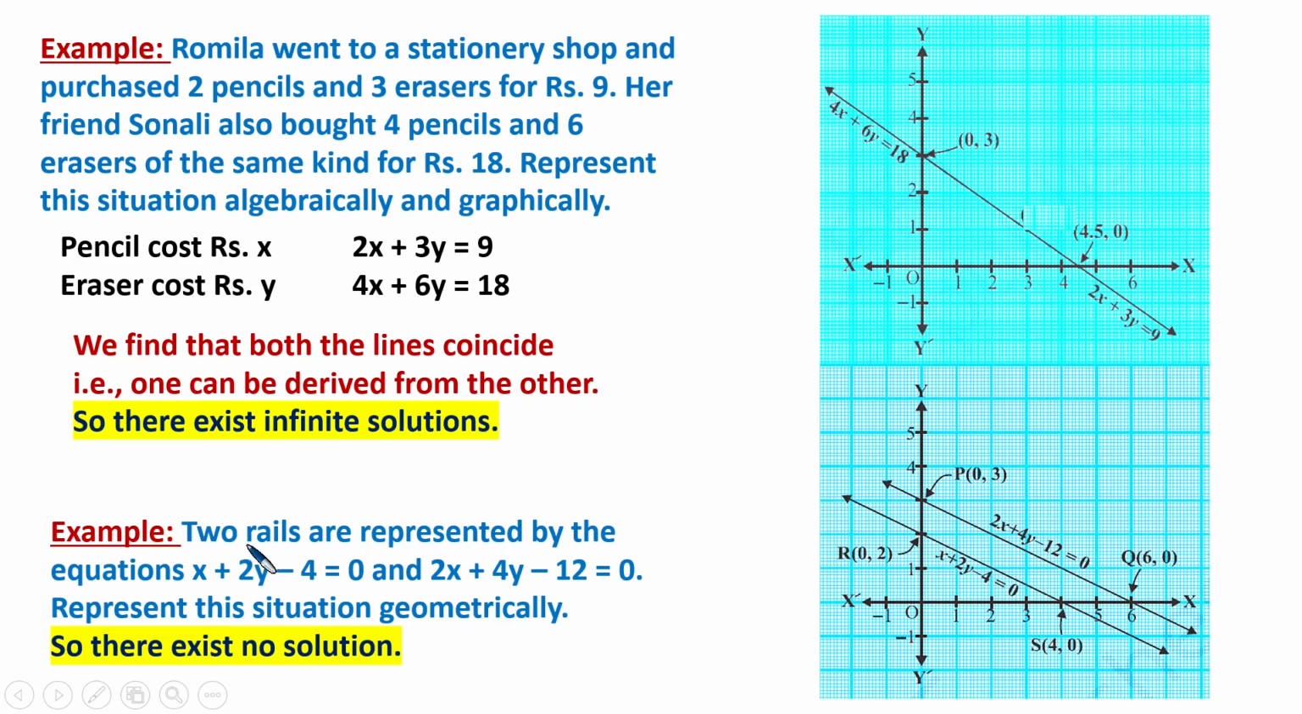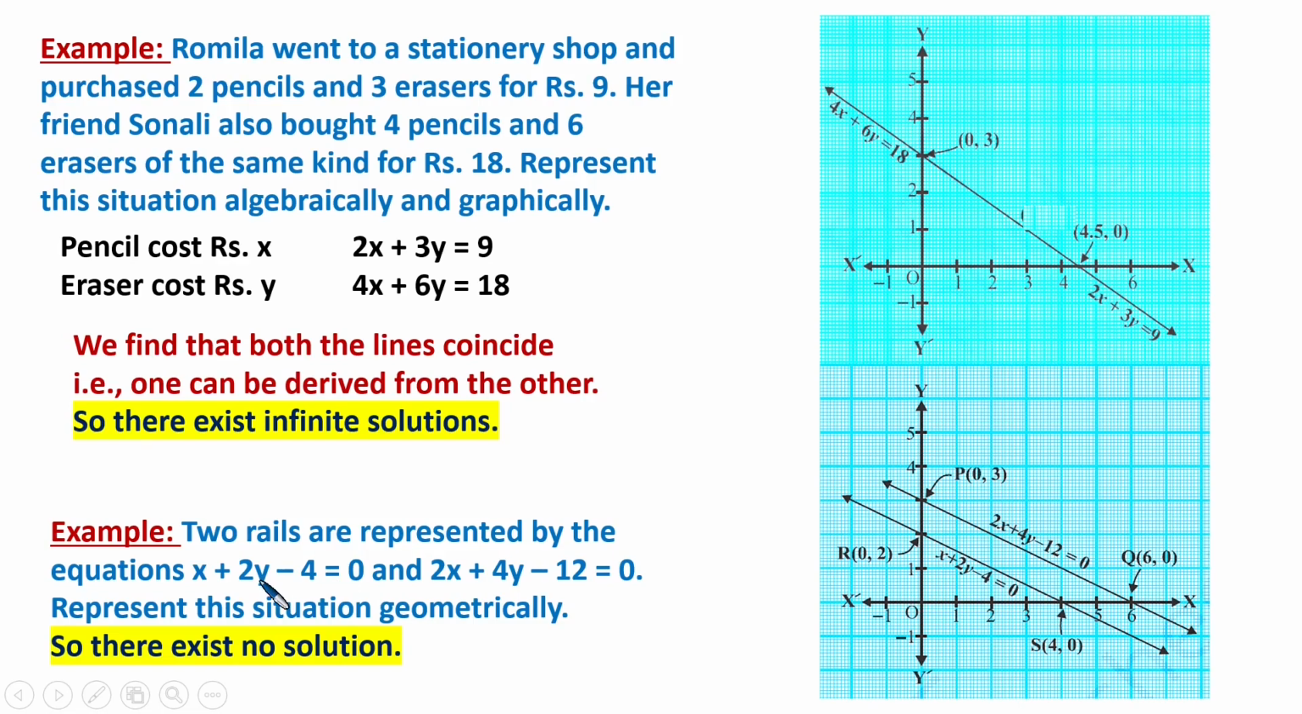Now this is another example. Two rails are represented by the equations x plus 2y minus 4 is 0 and 2x plus 4y minus 12 is equal to 0. Represent this situation geometrically. Now again you see here, this is 2x plus 4y, this is common. If I multiply this by 2, it becomes minus 8, and this is minus 12. So that means the intercepts are different, but these values are the same, so they appear to be parallel. If you plot it, this is for 2x plus 4y minus 12 equal to 0, and this is for x plus 2y minus 4 equal to 0.